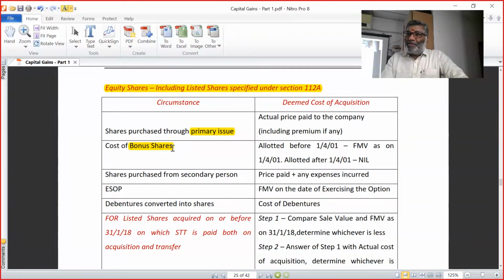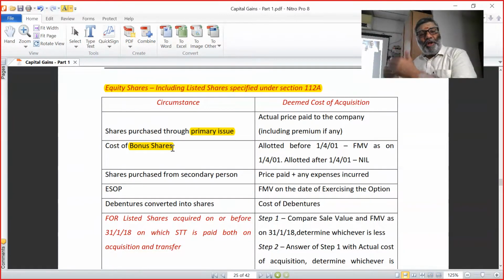One of the provisions of section 49, which we studied: any asset acquired on or before 1/4/2001, actual cost or fair market value as on 1/4/2001, whichever is higher, can be taken as cost of acquisition. Interpretation of law. Bonus shares issued before 1/4/2001, cost of acquisition, because law says COA of bonus shares is nil. Okay, assessee friendly interpretation, beneficial construction.